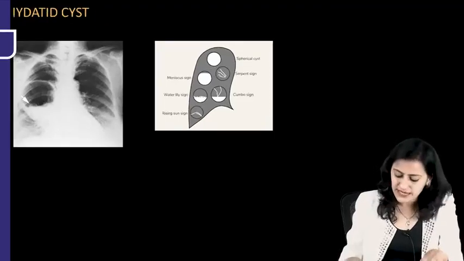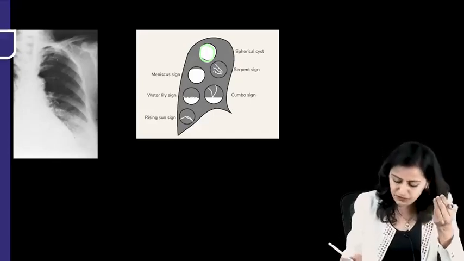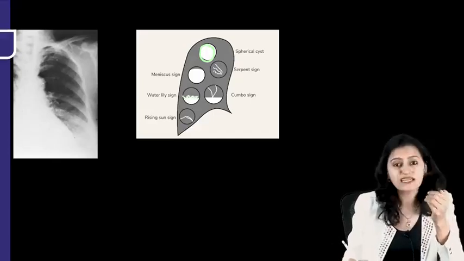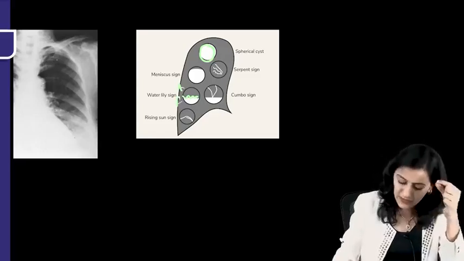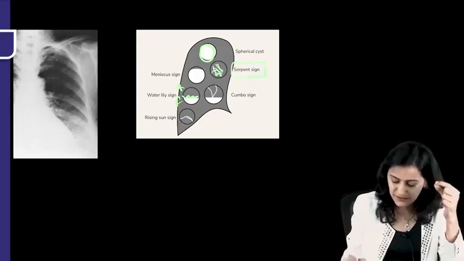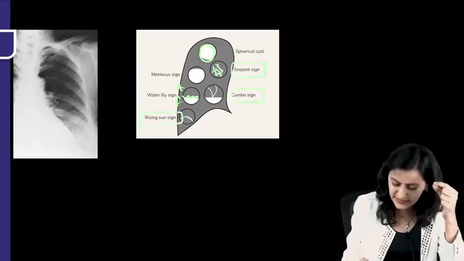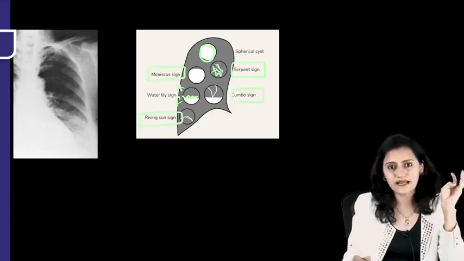Now coming to hydatid cyst caused by Echinococcus. Hydatid cyst, various signs we have. It can appear like this, just a cyst. With the rupture of the membrane, there can be this water lily sign. So air fluid level with the water lily floating. The membranes can appear like a snake. That is the serpent sign. There is Cumbo sign, rising sun sign, meniscus sign. These are the various signs that we see in hydatid.